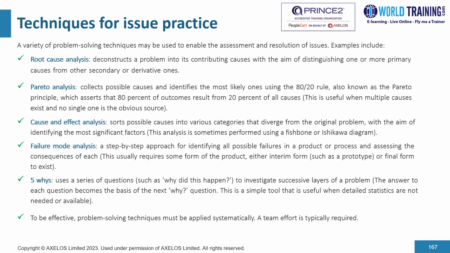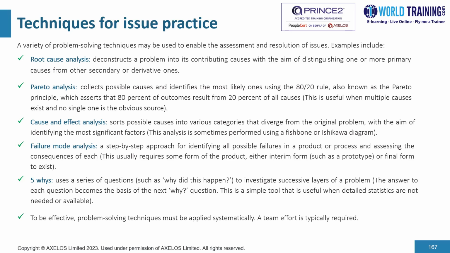Another technique is the Pareto analysis. We collect possible causes and identify the most likely ones using the 80-20 rule, also known as the Pareto principle, which asserts that 80% of outcomes result from 20% of all causes. Now, this is useful when multiple causes exist and no single one is the obvious source.